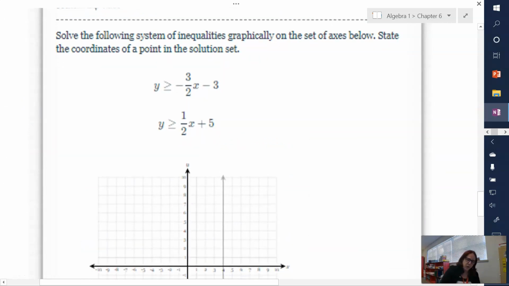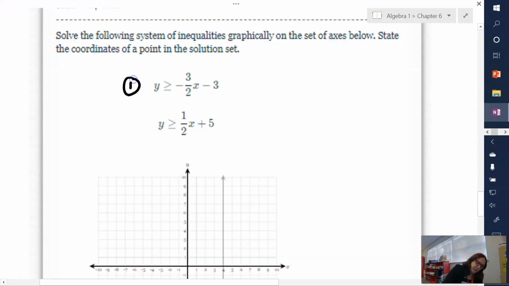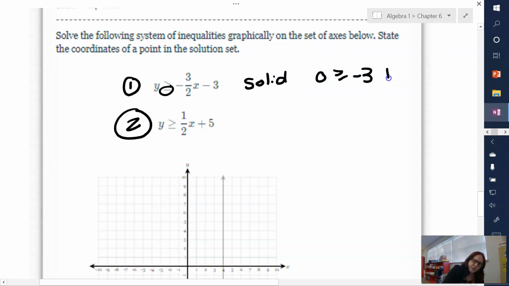I have two inequalities. Here's my first inequality. Here's my second inequality. And they're both already in slope-intercept form. So now all I have to do is graph my lines. So looking at this first one, I do have this little equal under here, so this is going to be solid. And if I put in my test point 0, 0, I get 0 greater than or equal to -3, which is true. So I'm going to shade on the side where the origin is.